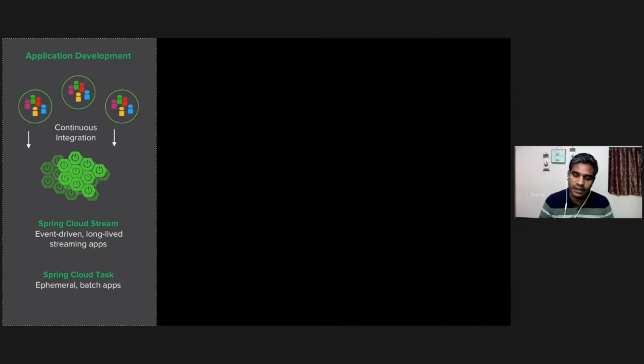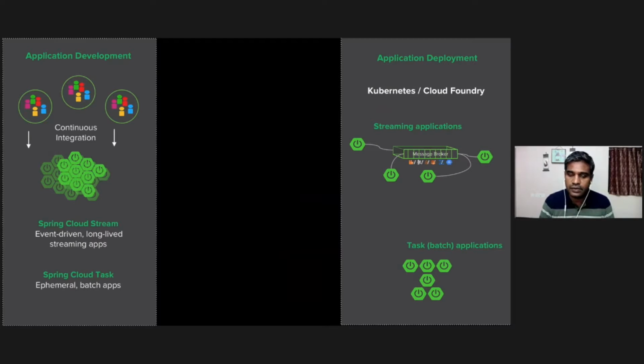In the case of batch applications, you would use Spring Cloud Task to extend the features that Spring Cloud Task provides in running those applications. But these are continuously integrated applications. So you create an artifact, which could be a Maven artifact or Docker image. Once you have those ready, you are ready to deploy them on the target environment, which could be Kubernetes or Cloud Foundry or your target platform.